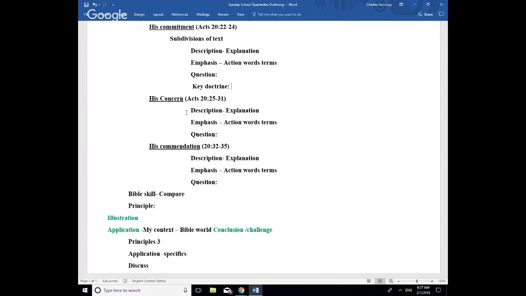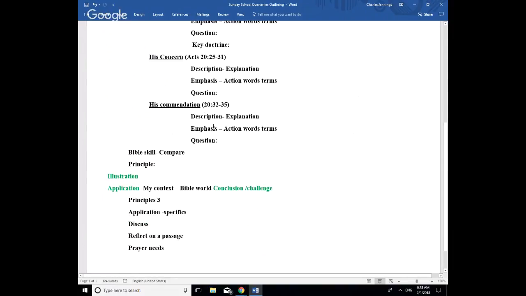And then you need to give the emphasis for the text. And then you may need to give a question or something else to get your people involved or thinking here. And so you pretty much have that.